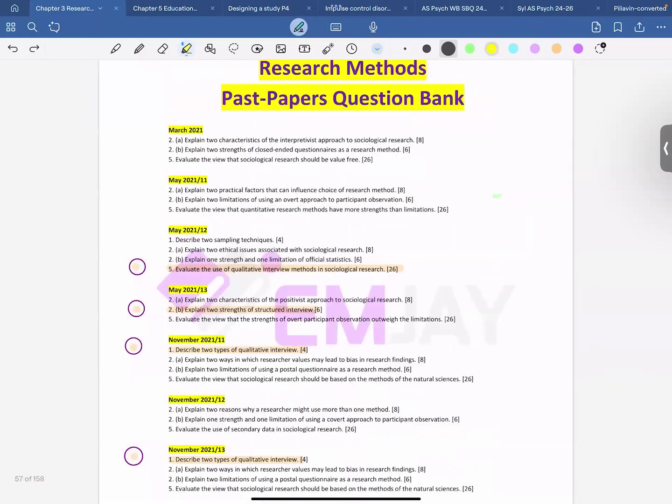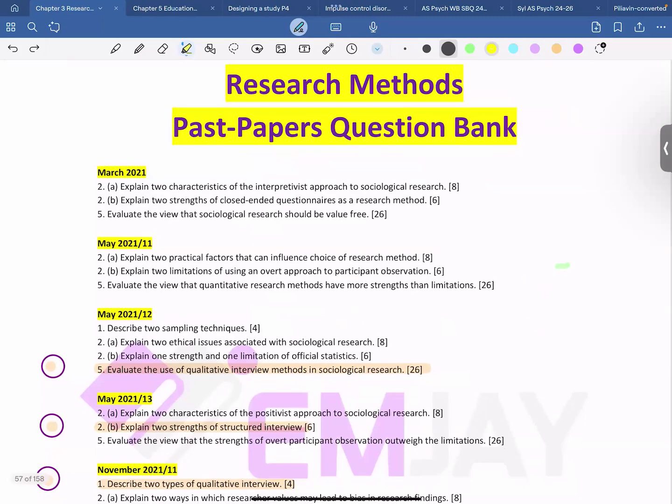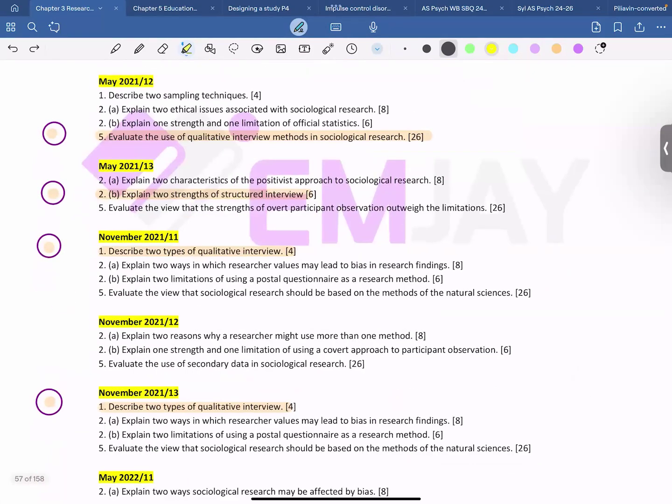I'd rather say more than a few questions that we've had on these particular types of interviews in the last 3 years. In May, June 2021, we had an evaluative essay question that says, evaluate the use of qualitative interview methods in sociological research. This happens to be a 26-mark question. Moving on, in May, June 2021, variant 1.3, we have another question that reads, explain two strengths of structured interview.